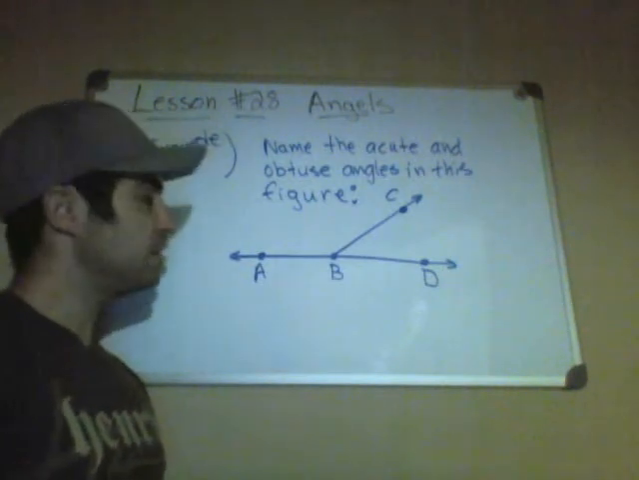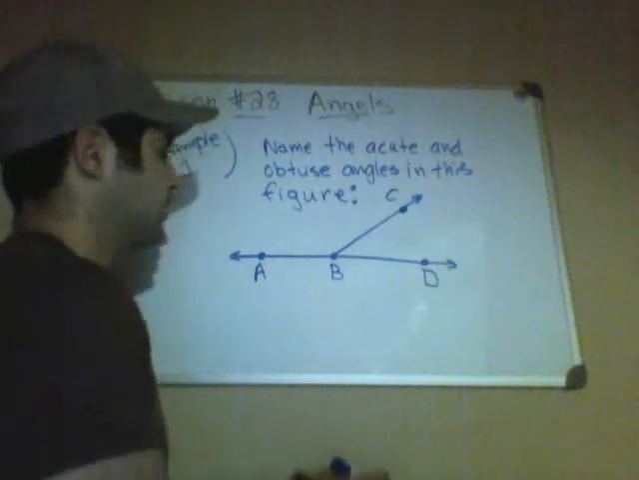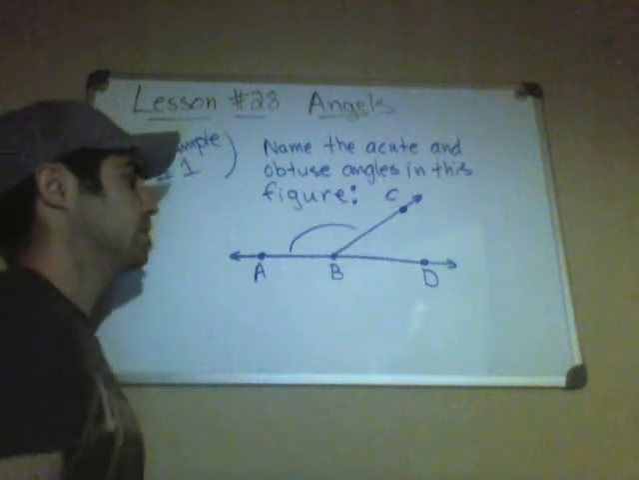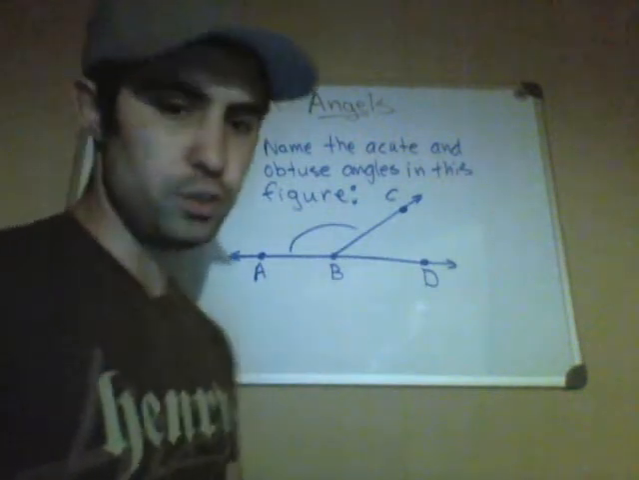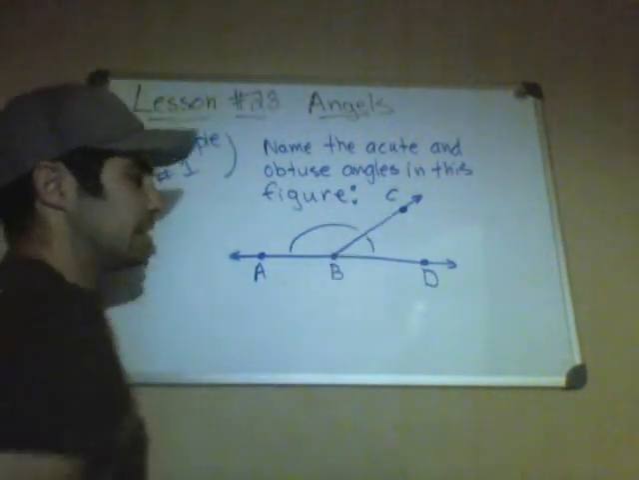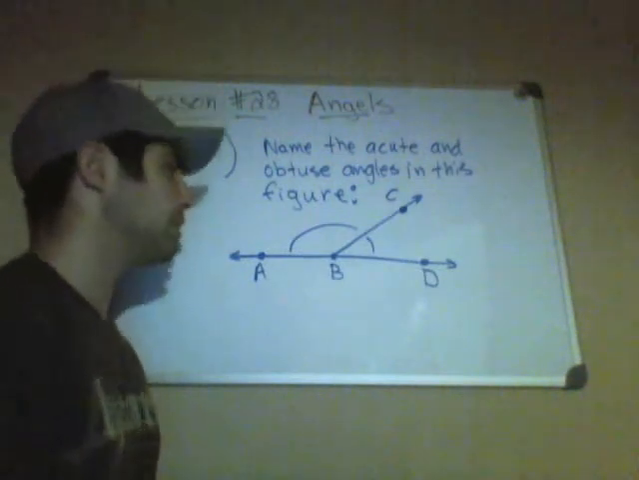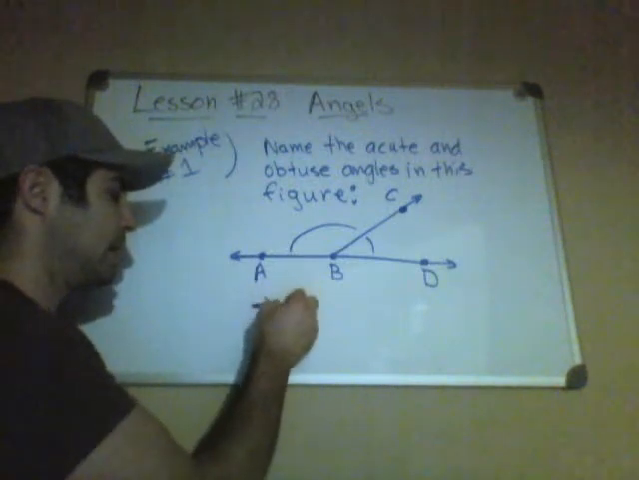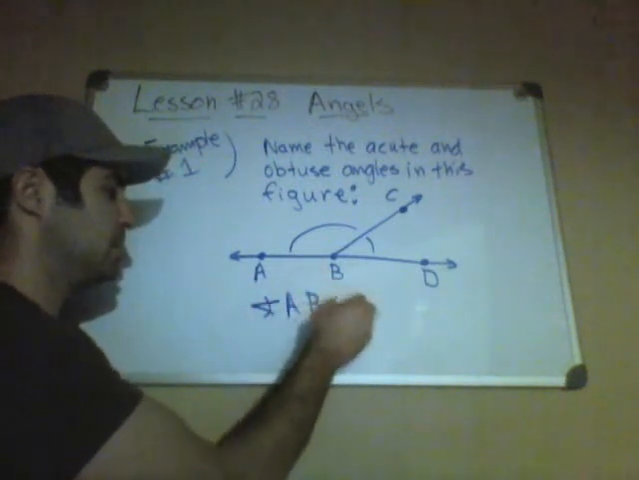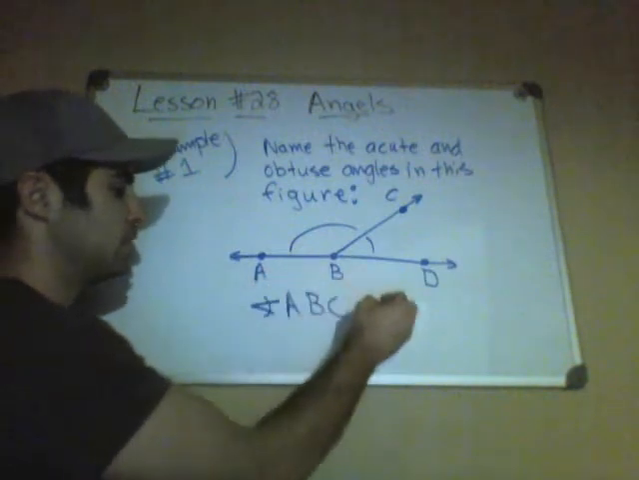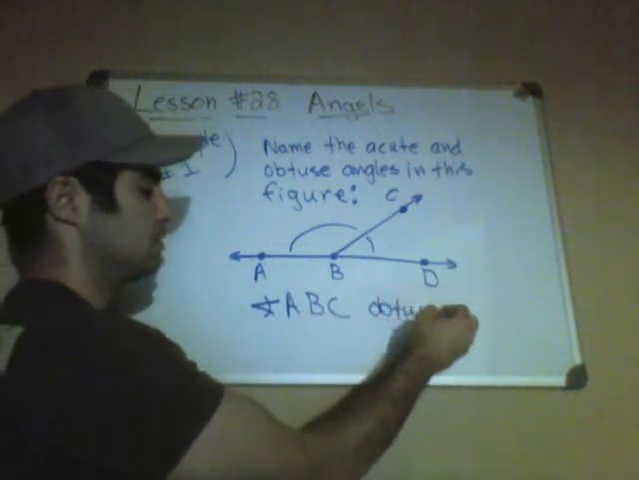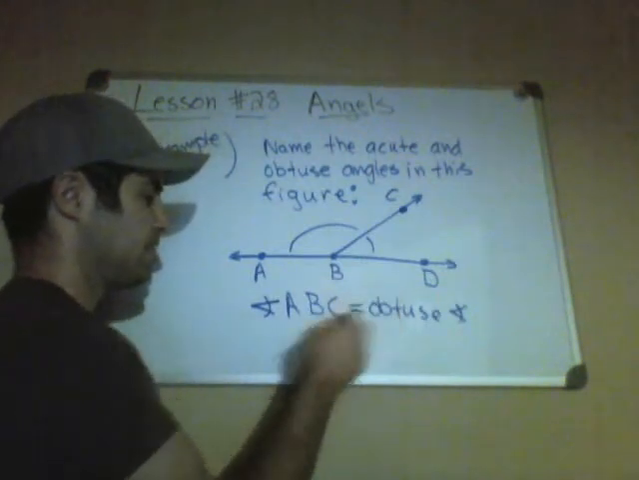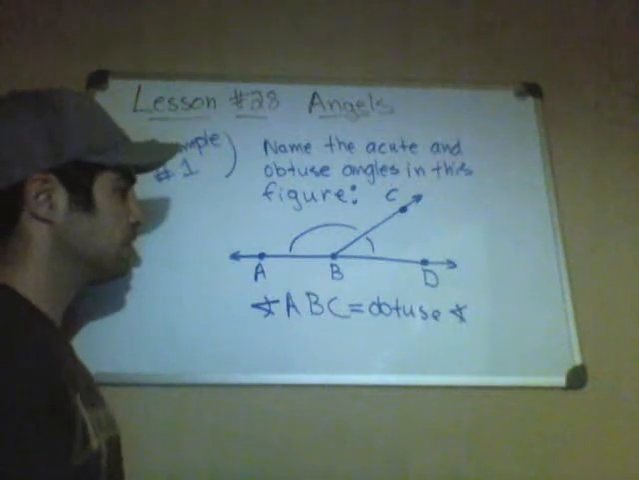Alright, now that you're done with that, let's go ahead and do this. Obtuse would be this angle right here. The big angle. Obtuse. The little tiny angle, that's the acute angle. Aw, it's a cute one. Okay, so we have right here angle A, B, C. That's our obtuse angle. Okay? ABC is our obtuse angle.